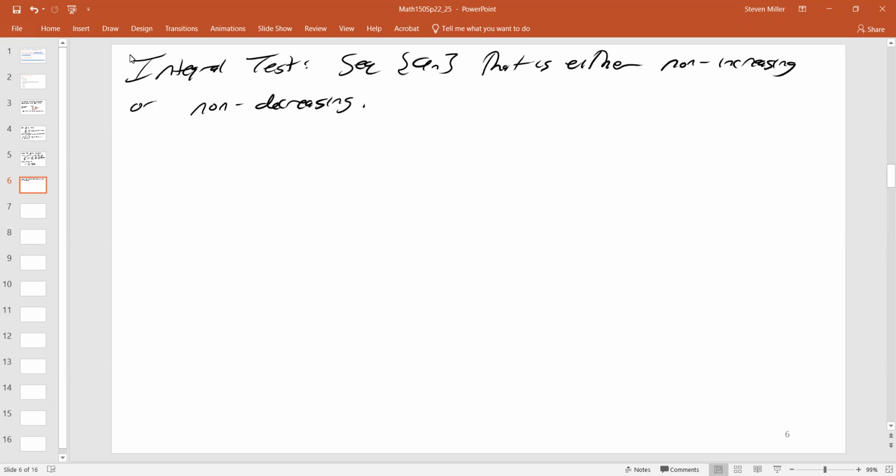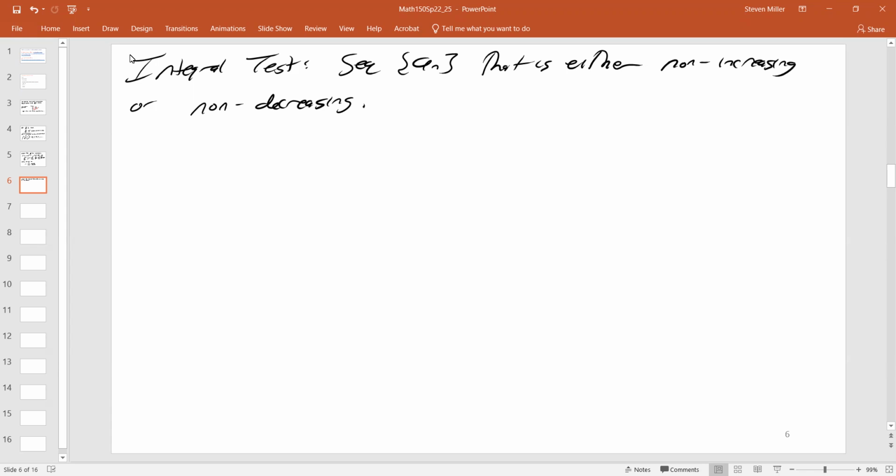Age. What about weight? That would typically go up and down. So most things are not going to be non-increasing or non-decreasing. But a lot of the sequences we look at are either non-increasing or non-decreasing, or they're non-increasing or non-decreasing from some point onward. It's okay to have a couple of terms that are fluctuating.